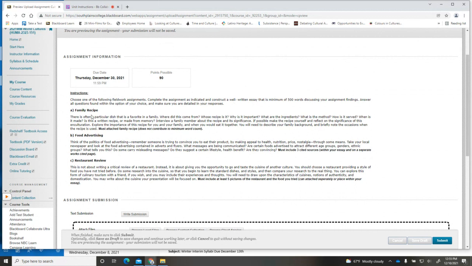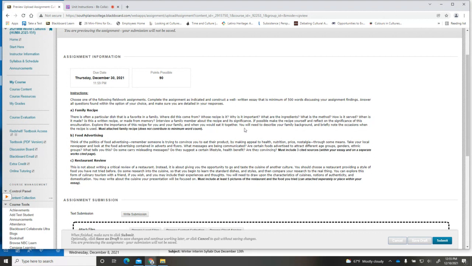So the first one is a family recipe. So a lot of times there's a particular dish in your family that is a favorite. You're going to research this. You're going to tell me where it came from, whose recipe it was, why it was important, what are the ingredients, the method, how is it served, when is it made? Is it written or made from memory? The best way to do this is to find a family member and interview them about the recipe and its significance. If you can, it's best to actually make the recipe yourself and reflect on the significance of this enculturation. Explore the importance of this recipe for you and your family and when you would eat it together.